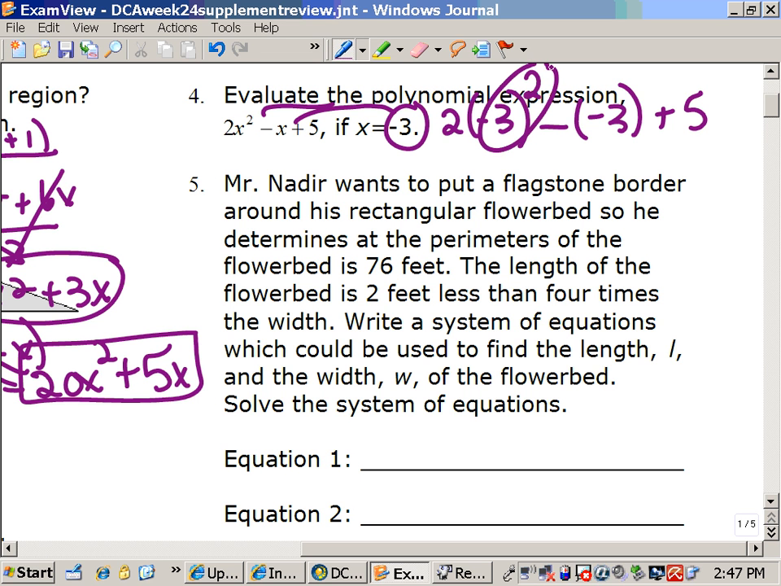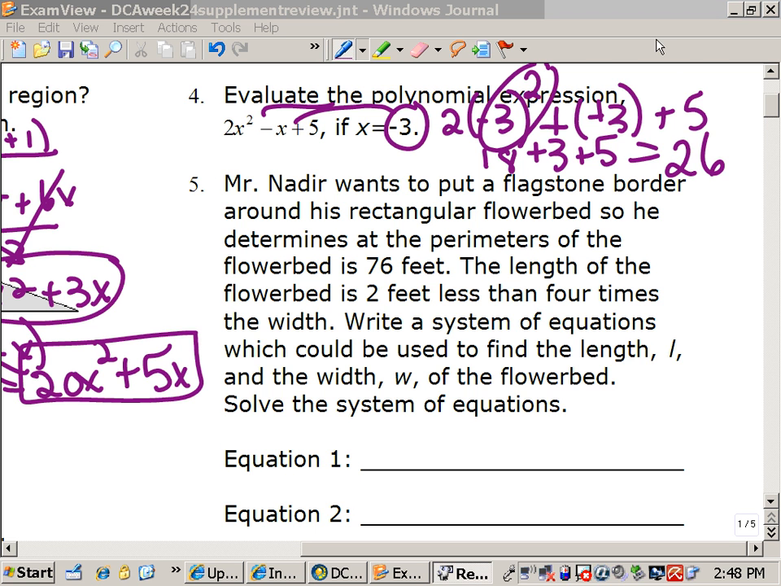Okay, negative 3 squared is positive 9 times 2 is 18. Minus negative 3 is the same thing as plus positive. So now I have 18 plus 3 plus 5, which is equal to 26.